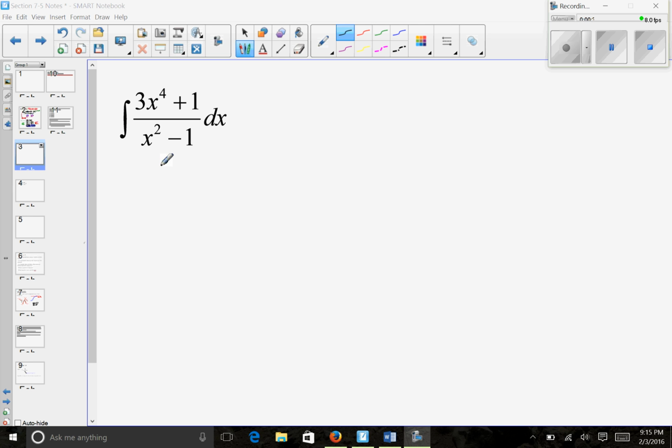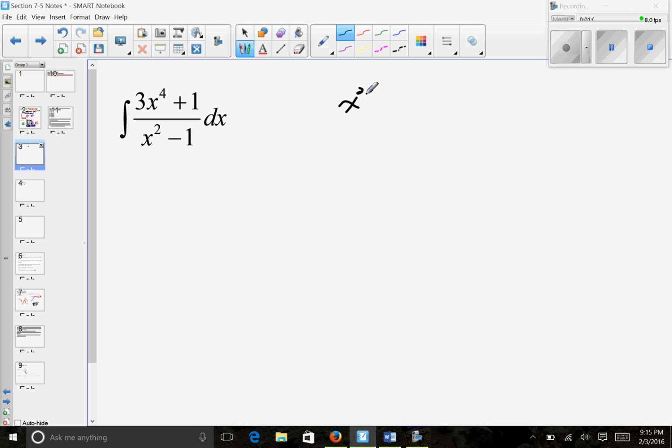But then I see this is a quotient, so there's a good possibility quotient rule is involved. So I'm going to go ahead and worry about partial fractions. But we have an issue here. Partial fractions only works if the degree of the numerator is smaller than the degree of the denominator. And here, my degree of numerator is bigger. So what we have to do in this situation is actually do the division that the fraction bar represents. So we're going to have to do long division.